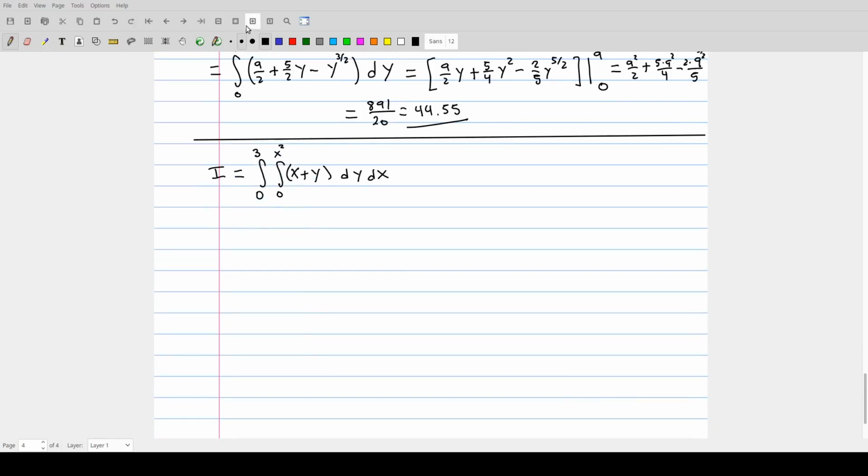So these are the correct new bounds, and with these new bounds, we go through our iterated integral procedure, which is we do the y antiderivative first. So it turns out that we do y first, and the antiderivative of x with respect to y is just xy. And the antiderivative of y with respect to y is y squared over 2. And we have to plug in our bounds, which is x squared and 0.